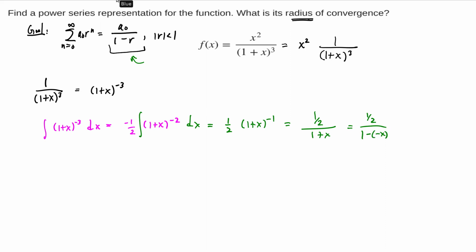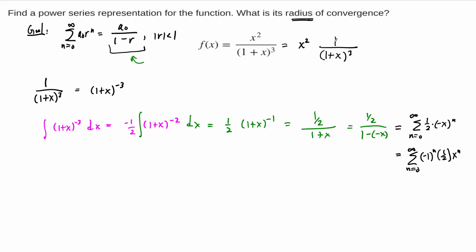And so without any work here, other than the fact that we've done two integrals, we can just write down that this function is the sum of a geometric series. So this can be written as the sum from n equals 0 to infinity of 1/2 times negative x to the n. And of course, this whole thing can then be written as an alternating series, negative 1 to the n times 1/2 times x to the n. Okay? By the way, we've integrated twice.